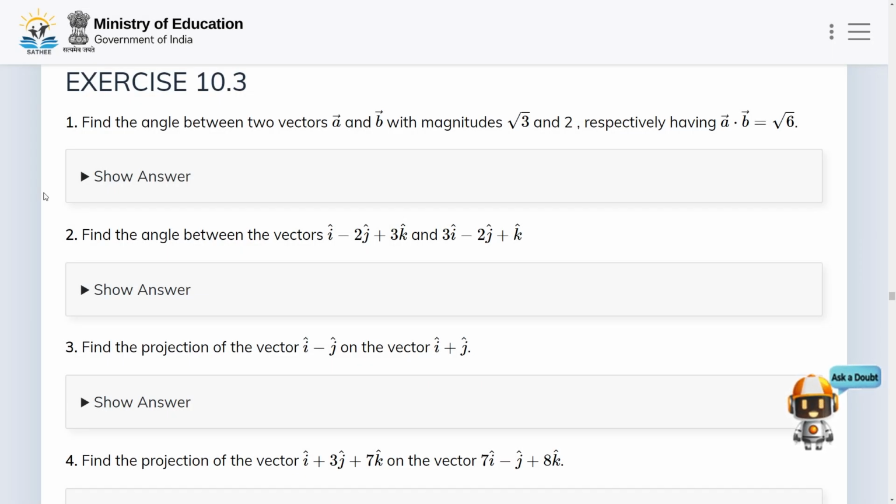In today's session, we will be covering NCERT exercise 10.3, Vector Algebra, of chapter 10. The first question of this exercise says, find the angle between two vectors A and B with magnitudes √3 and 2 respectively, having dot product equal to √6. So everything is given to you. Just apply your formula.